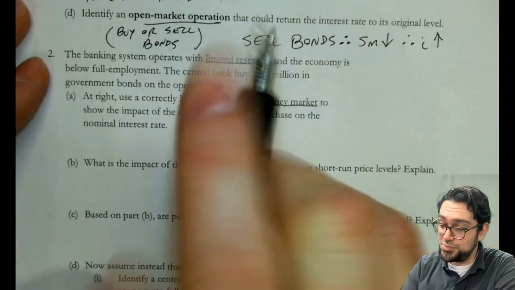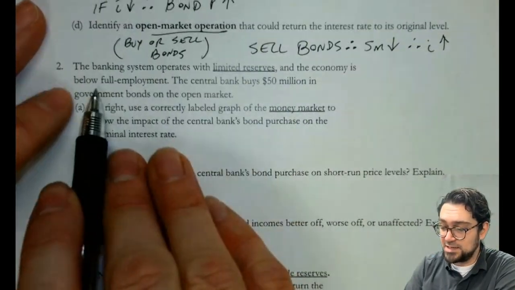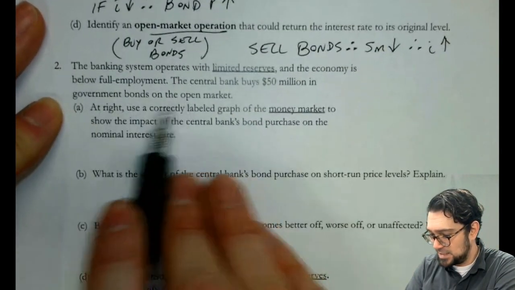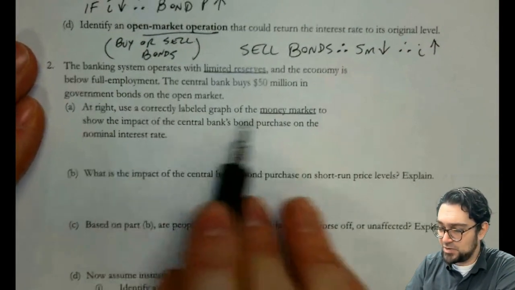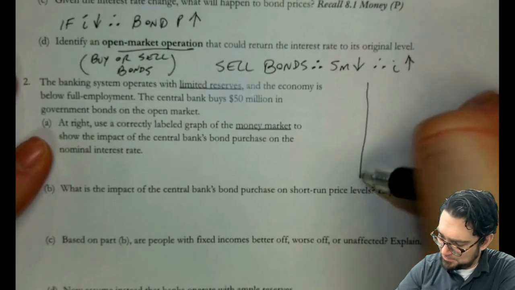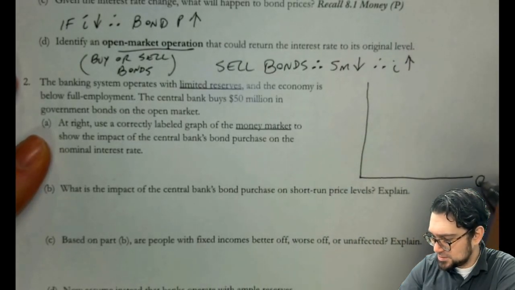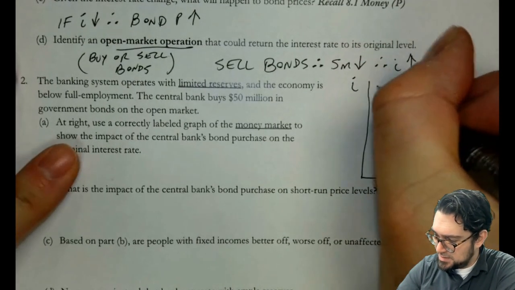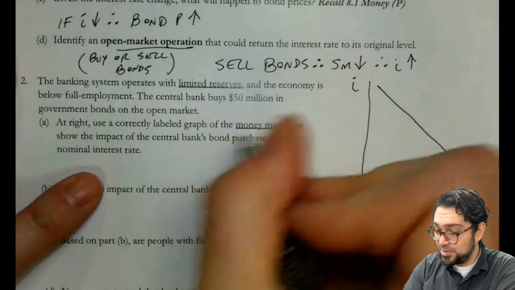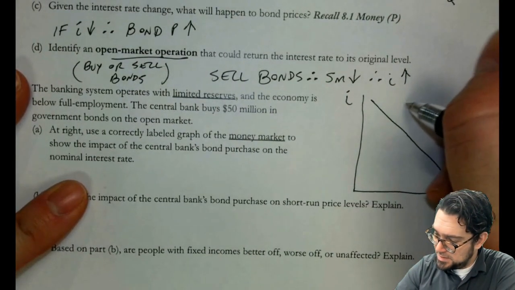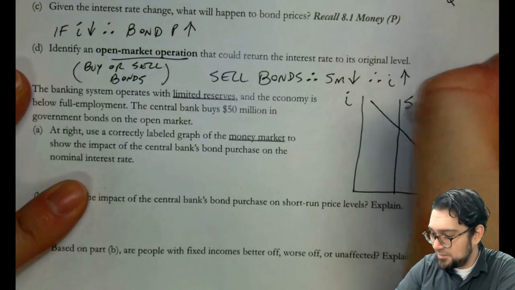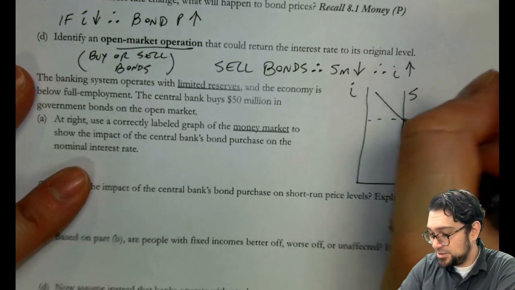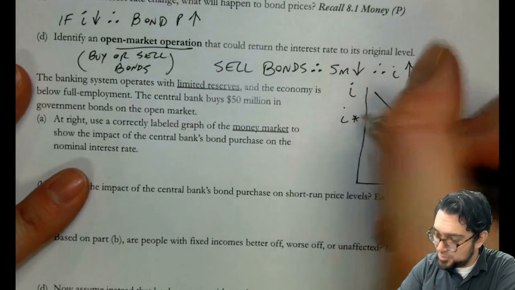Let's take a look at number 2. The banking system operates with limited reserves. The economy is below full employment. They buy 50 million in bonds on the open market. At right, use a labeled graph of the money market. So I'll show what this looks like. Interest rate, and money demand is downward sloping because it's the money market. We're going to put our supply of money right here, and then just to make sure, we put our i star, our equilibrium interest rate.